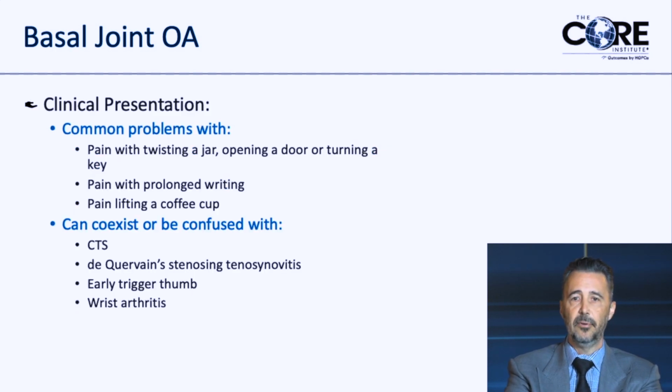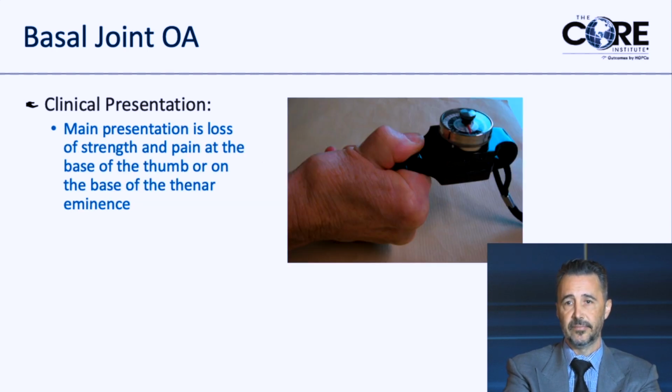Most commonly, I see people that present complaining of inability to open jars, turning keys, doorknobs are difficult. They oftentimes will have pain with prolonged writing, pain lifting a coffee cup, and it also can coexist and be confused with other conditions. Some people think it might be tendinitis. Some people feel like it might be an early trigger finger or even wrist arthritis. So it can be confused with other conditions.